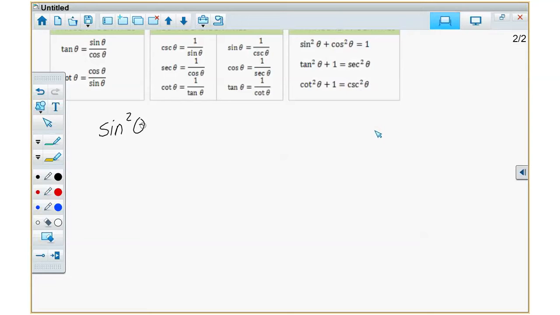All right. So sine squared theta plus cosine squared theta is equal to 1. Now I want you to rewrite that, but don't use sine and cosine. You can use sine and cosine, I'm sorry. I want you to divide by something so you can use another identity up here. So maybe divide by cosine squared. Divide everything by cosine squared. Do that. And see what happens.